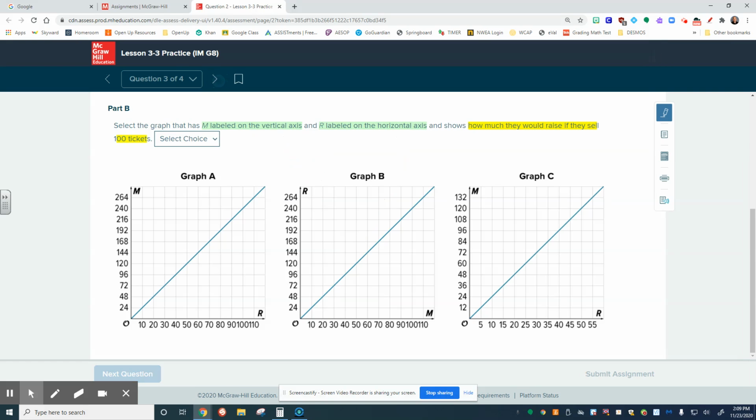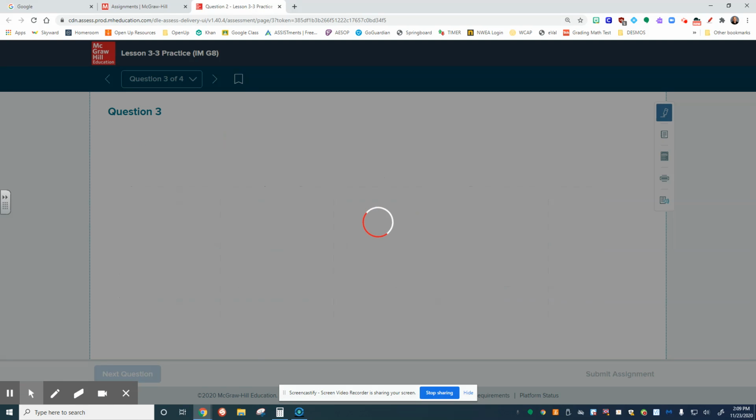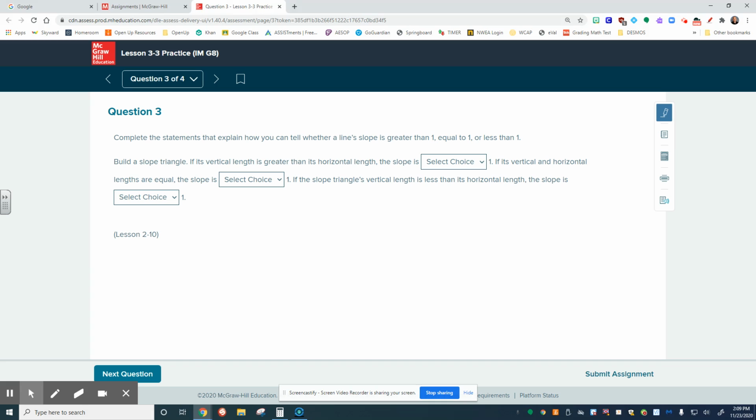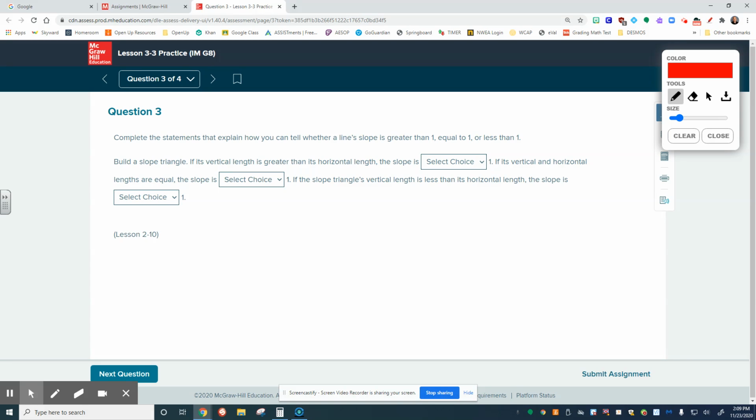Let's go ahead and look at number 3. We complete the statement below. We're talking about slope triangles. And so if we're going to talk about slope triangles, why don't we draw some slope triangles? We want to know if the slope is greater than 1, less than 1, or equal to 1. Build a slope triangle, so we need to do that.